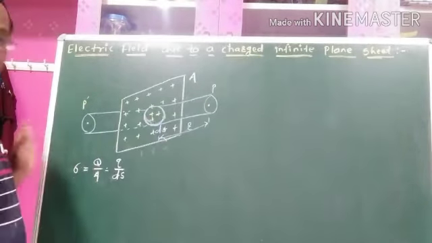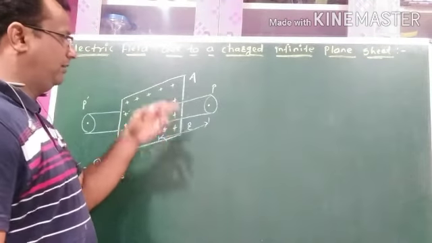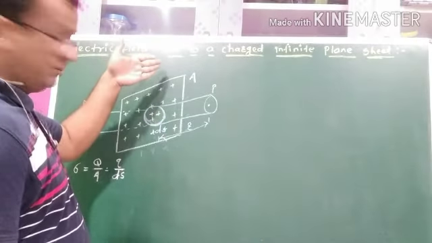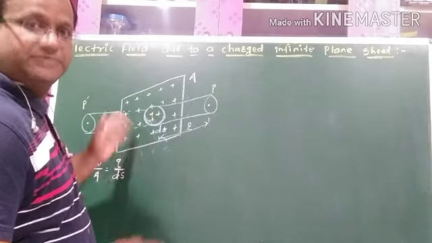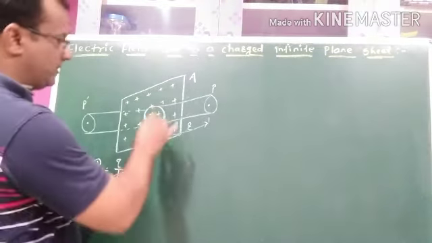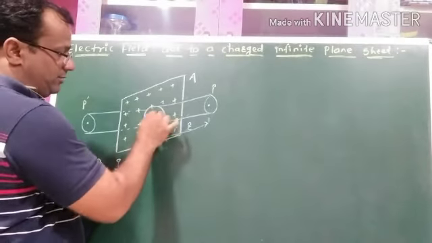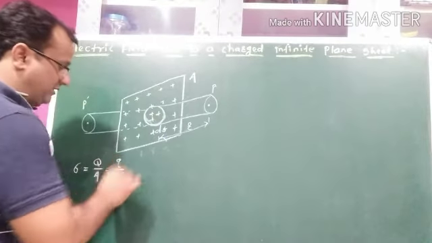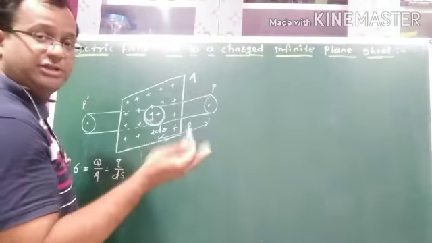we get a cylinder. Here this plane sheet is passing through the middle of the cylinder, just like that. The number of charges in the small area is q and its area is ds, so the surface charge density is sigma, and the distance of points P and P dash is the same.